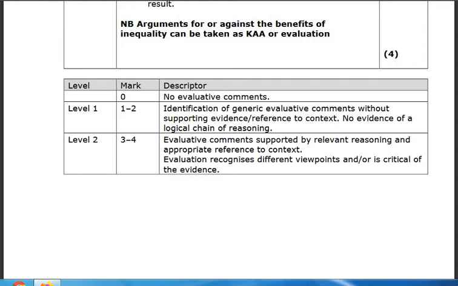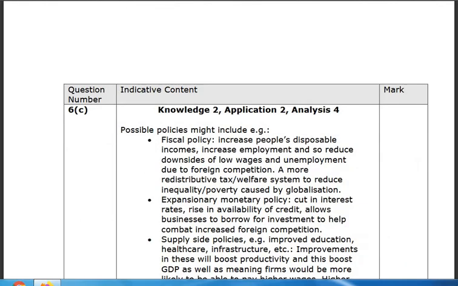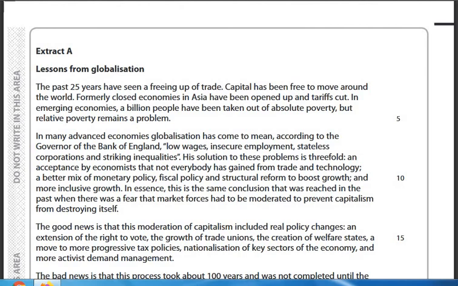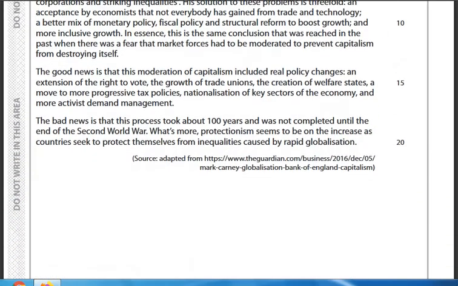To get level 2 evaluation, your judgment needs to be supported by relevant reasoning. So again, you need to analyse your evaluation. You need to explain your judgments and get some logic chains going. It needs to be relevant to the context. The best judgments are always made in the context of the question. You need to do that to get into level 2. Also a recognition of different viewpoints, if that's relevant. Okay, so what else have we got?